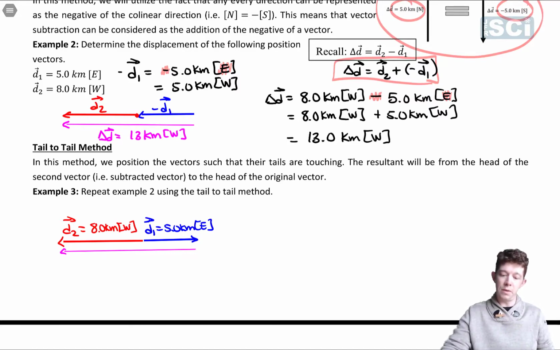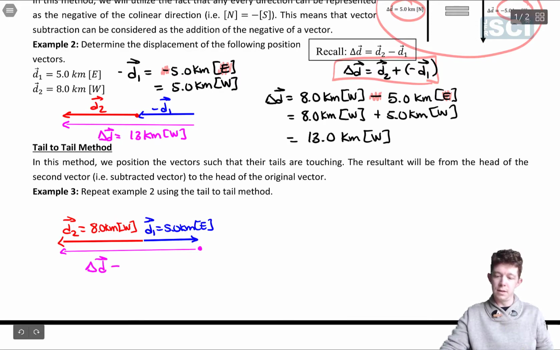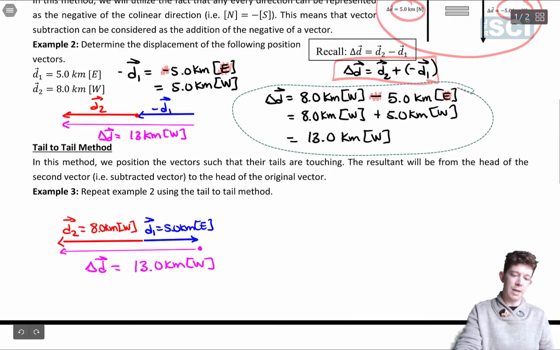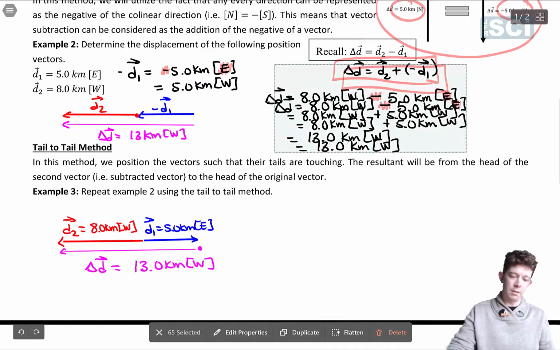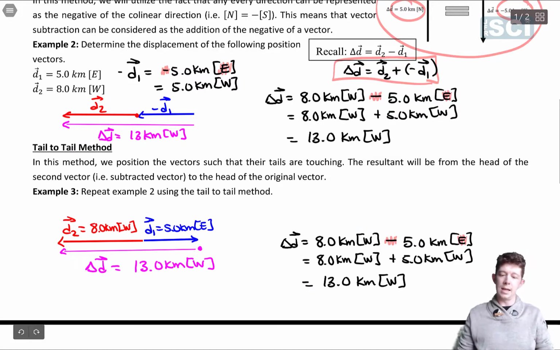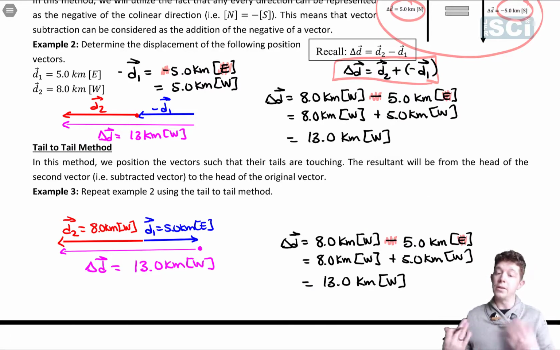And if I think about that, I'm going to go 5 kilometers west, and then I'm going to go 5 kilometers again west to give me delta D to be 13 kilometers west. And the algebra would be the exact same thing. So this would be the same algebra. In fact, I'll duplicate it, bring it down here, and show you the same thing. So the math would be the exact same for calculating tail to tail. So it really just comes down to how you want to visualize your problem.